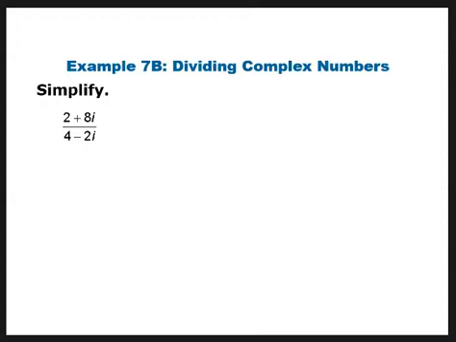Now, here, this is a little more typical of what you're going to see. We're going to multiply by the complex conjugate again, which is going to be 4 plus 2i over 4 plus 2i. Remember, we put it over itself because this whole expression is equal to 1. If something's equal to 1 and we multiply by it, we haven't changed the value of the expression. We've just put ourselves in a position to represent it in a different way.